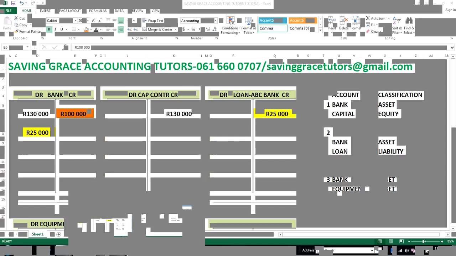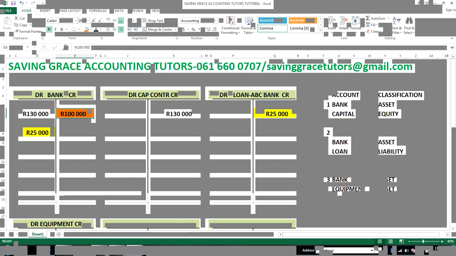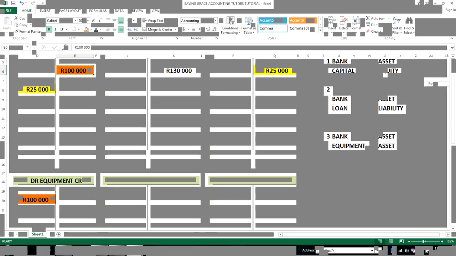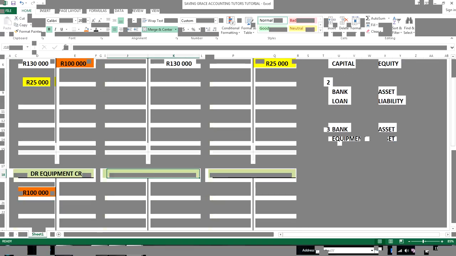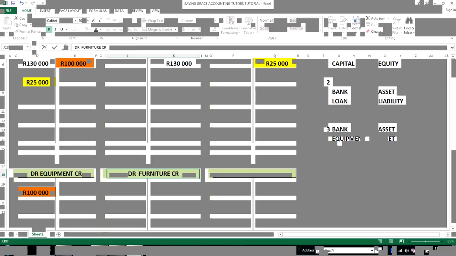So let's go have a look at our T account. What happened? Remember, we bought furniture, right? Furniture is also an asset. So I'm just going to create an account here. We bought furniture, so therefore it's going to increase on the debit side. How much did they say it was for? It was for 2,000 Rand, right?